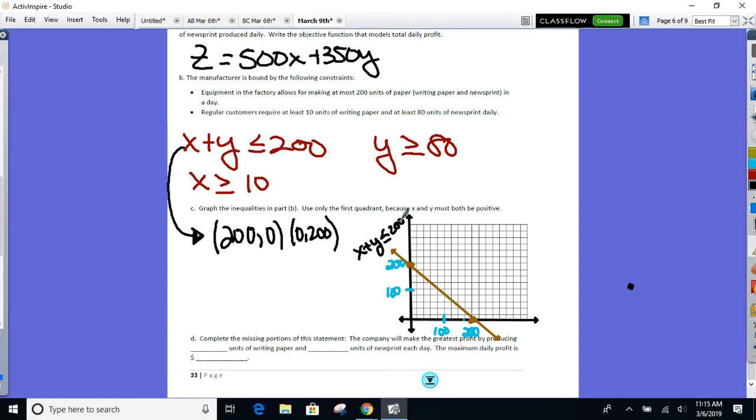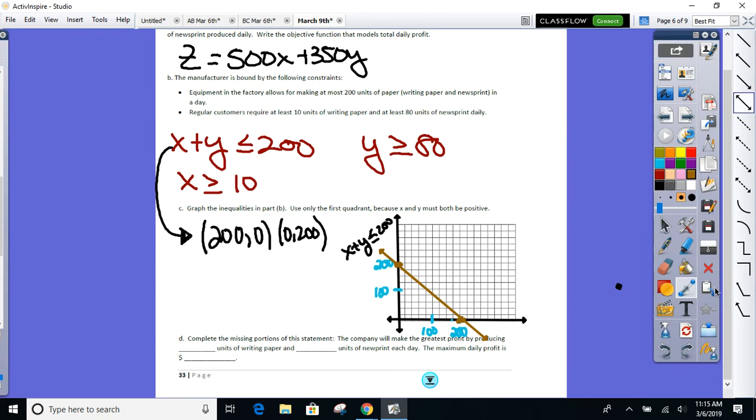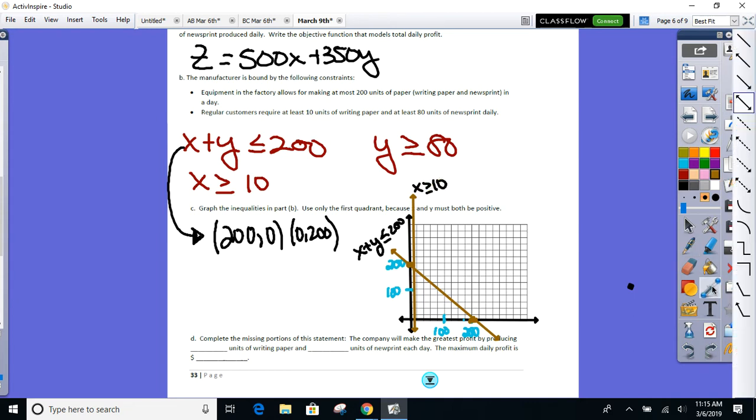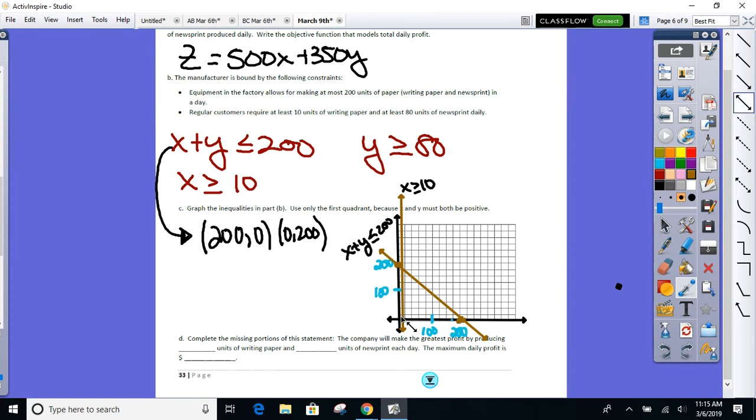I know I've been asking this forever, but what type of line is x greater than 10? That's even worse. Oh, that does fire me up. Going to go halfway here. 10. And then a horizontal line at 80. Where's 80 here? 20, 40, 60, 80.